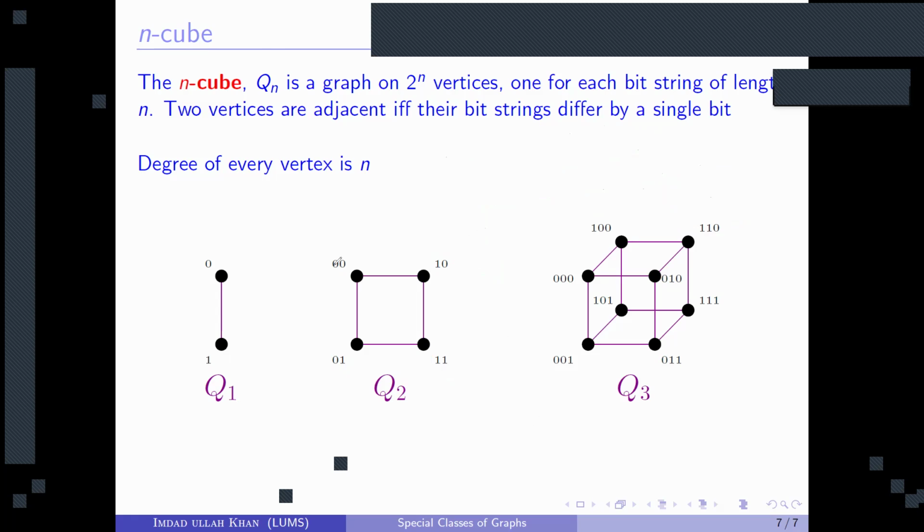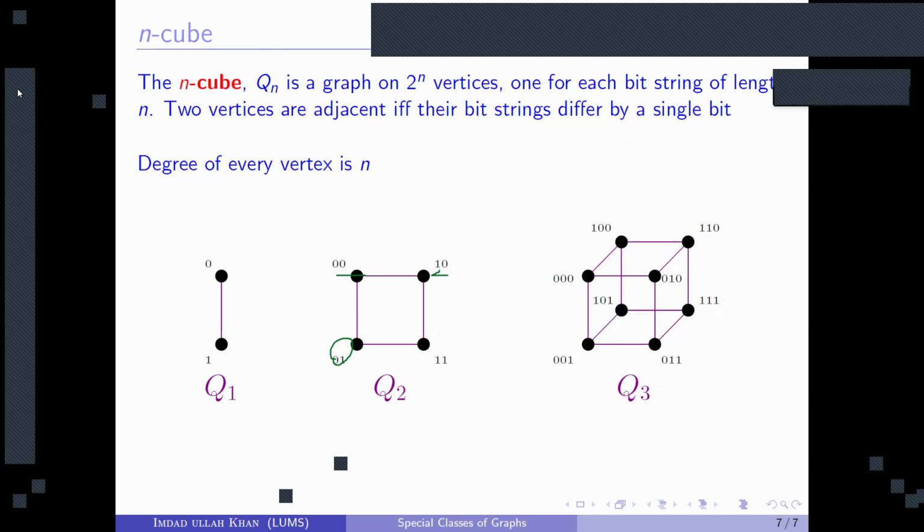For example, 00 is connected with 01 because there is a difference of 1 bit; the other bit is the same. It is connected with 10 for the same reason. It is not connected with 11 because there is a difference of 2 bits. If you apply this for 3, it gives you a cubic structure, right? So this is the kind of graph which we call the n-cube.